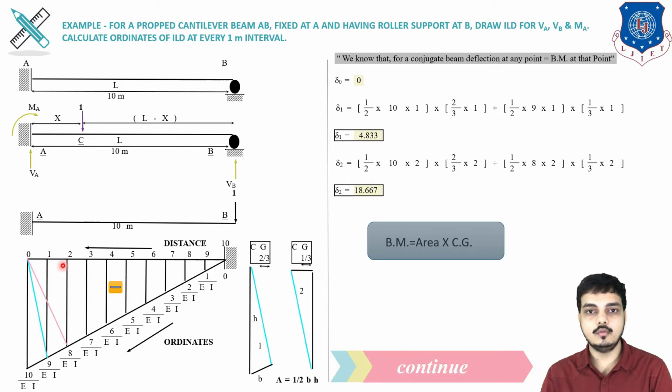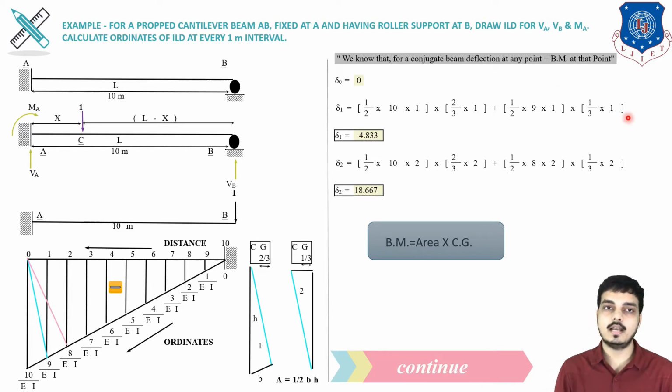The second triangle value will be 1/2 into height, which is 9, into length, which is 1. This is my 1 meter, and this is also my 1 meter. So the CG will be 1/3. While standing over here, the triangle number 2 CG will be cutting at 1/3. Here is my point number 1, and from there 1/3 will be the CG, so it will be 1/3 of 1. Like this we can find out delta 1.